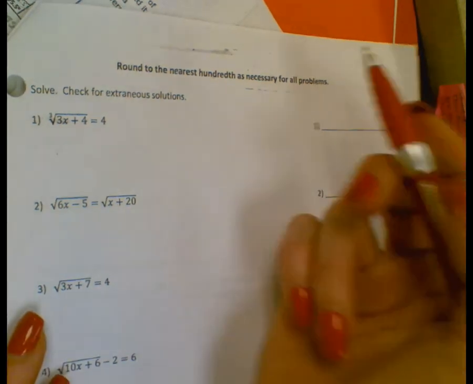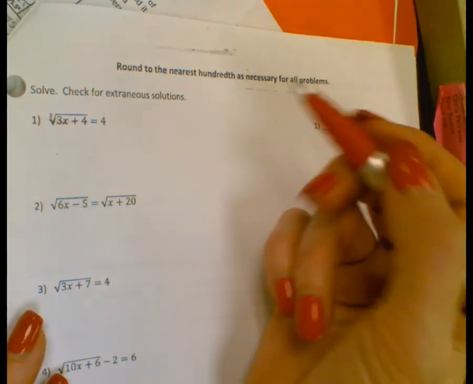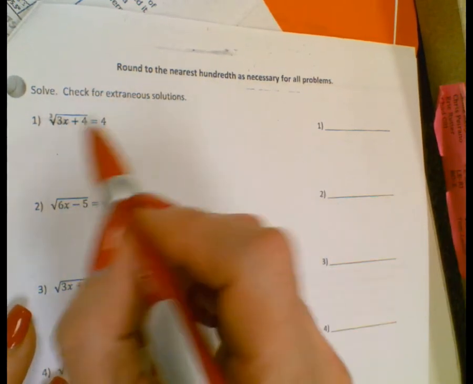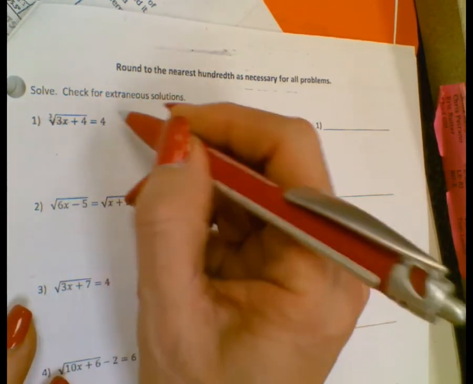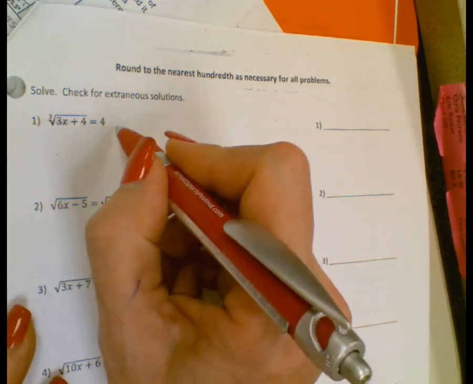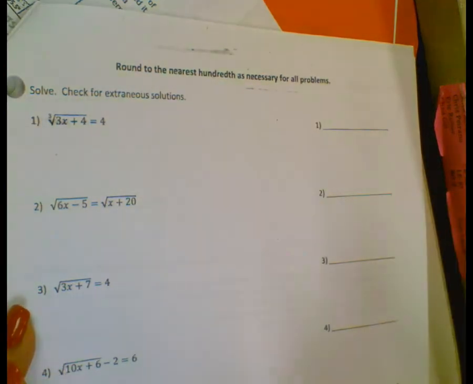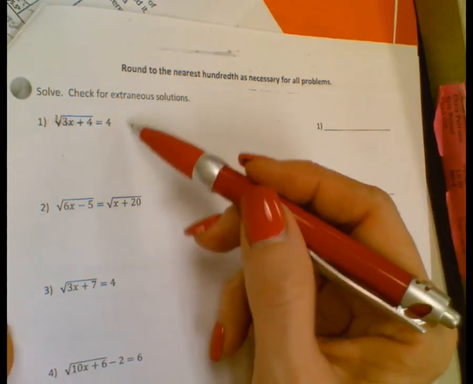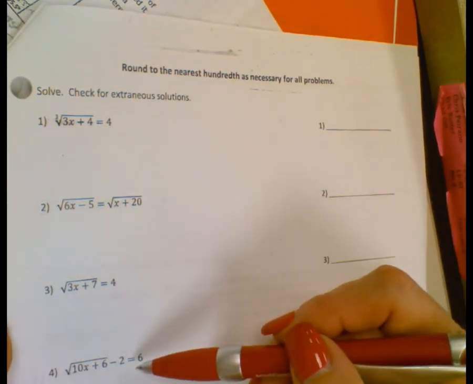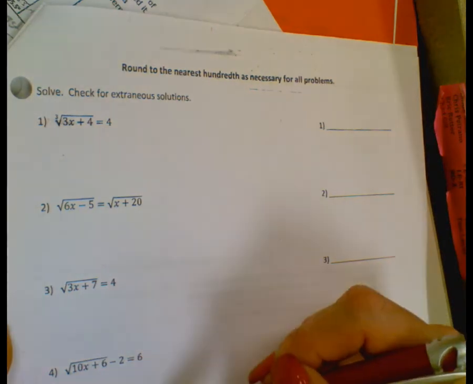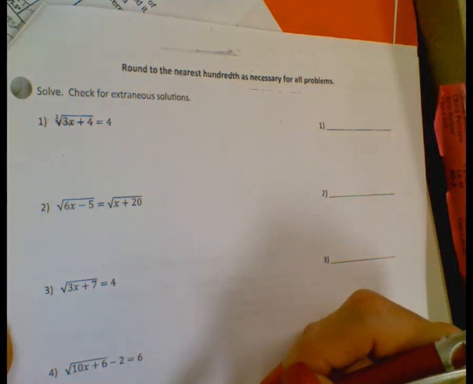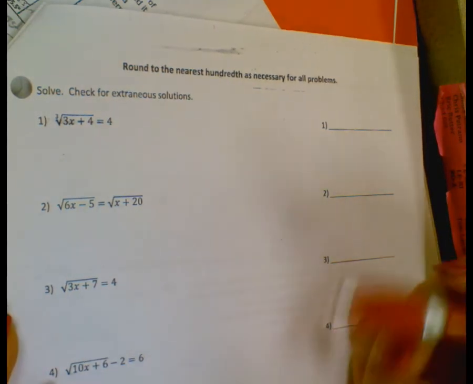Okay, so this is page 3 of the review. We are solving. Every one of these can be done on the calculator. You can put the left side on Y1, the right side on Y2, and see where they intersect, and you can do all of these on the calculator. However, I will do the first 4 or 5 by hand, and then I'll do a couple of them on the calculator just to make sure you know how to do it.